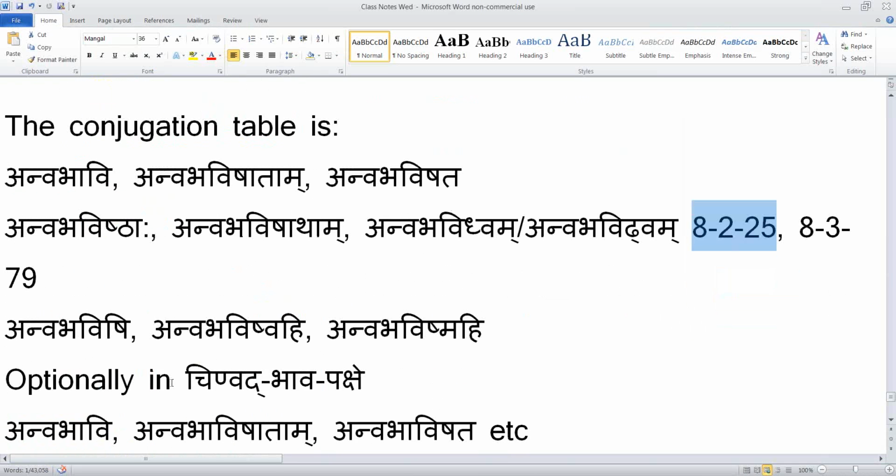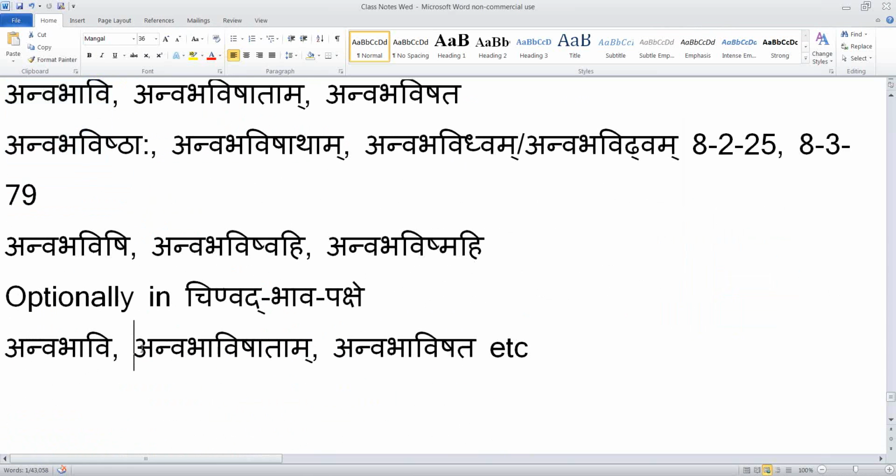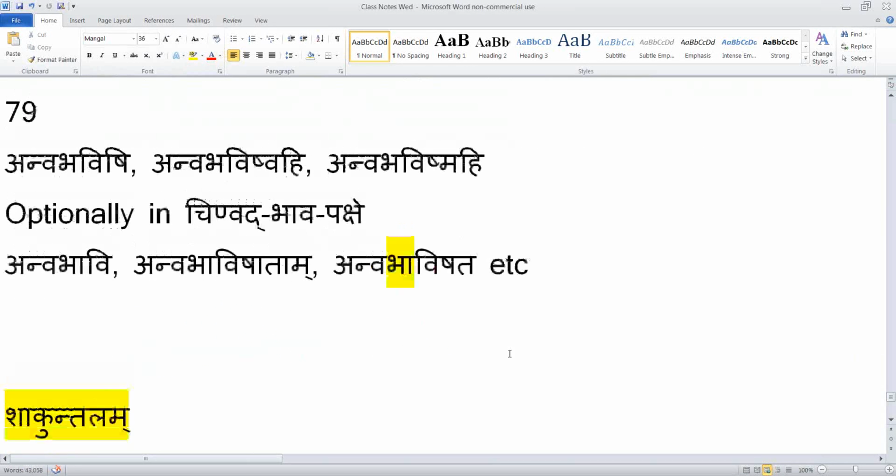Now if we take the chinvad bhava bakshe, this form says the same, anvabhavi. But then we get anvabhavishata, and so on and so forth. So that completes this book. I hope you enjoyed these last few complicated forms.